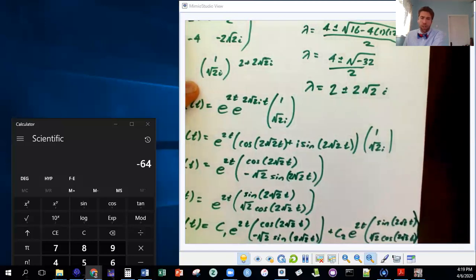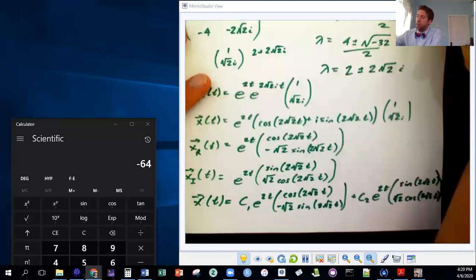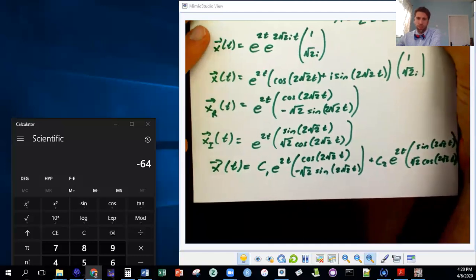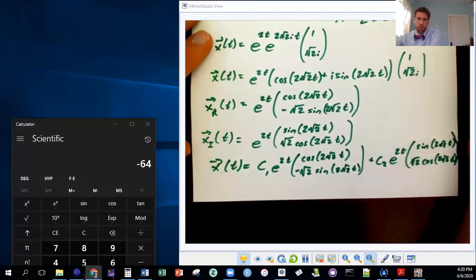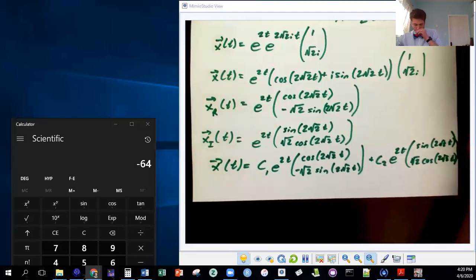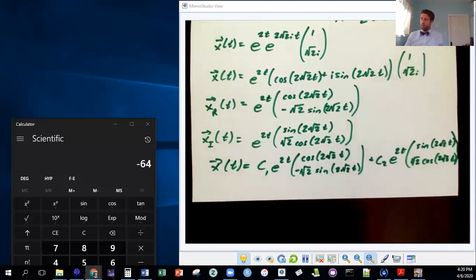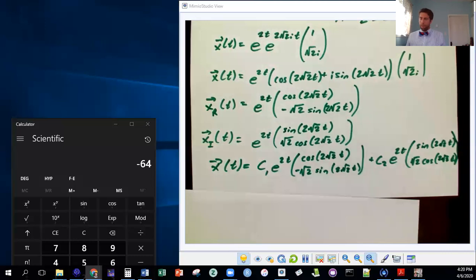Okay. Here we go. That's our generic solution, so we finished number 1. And now we need to do the initial value problem. So let's get a new piece of paper. So x of 0 is 2, negative 3, because that's how the problem is stated.